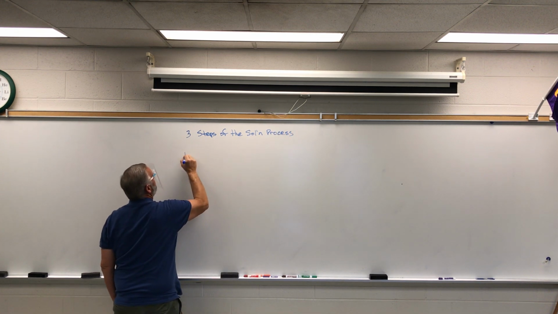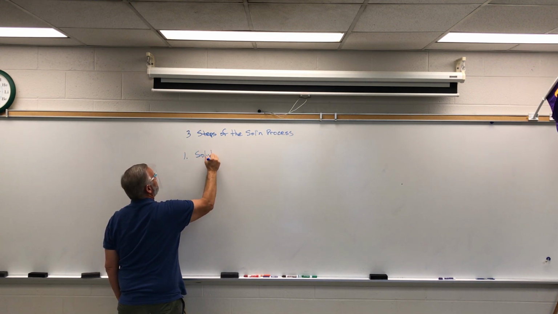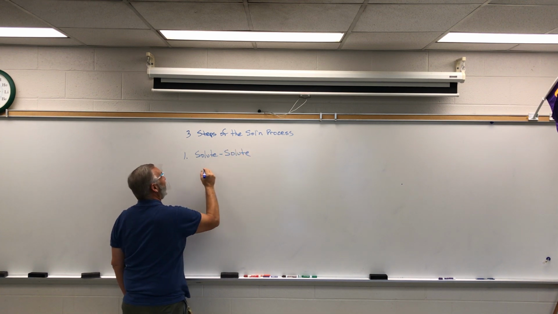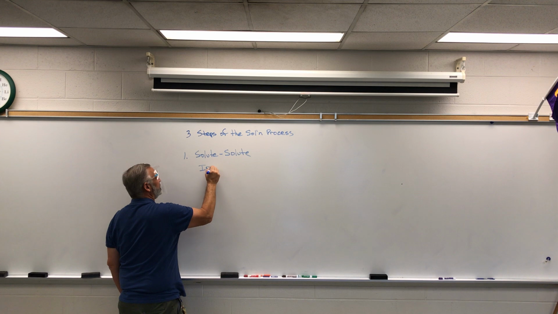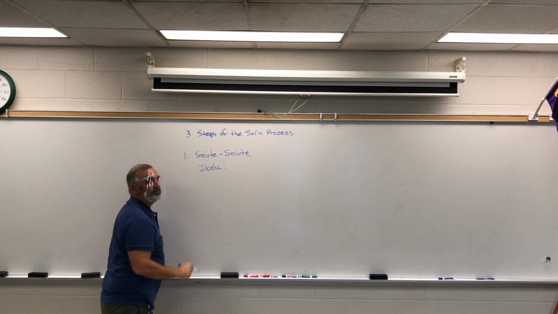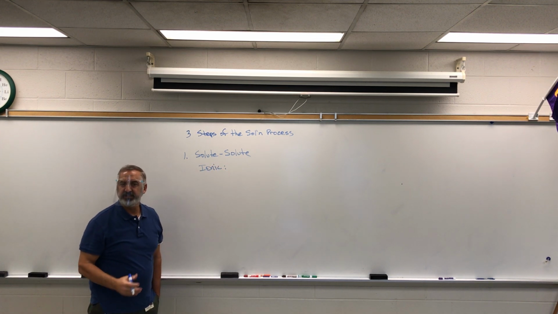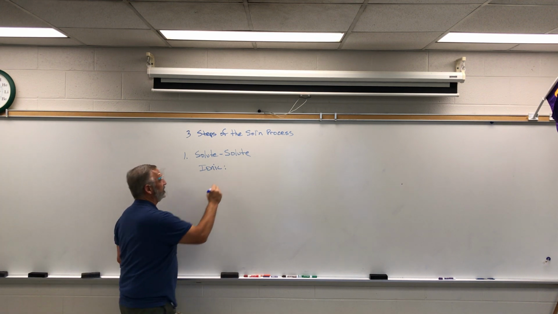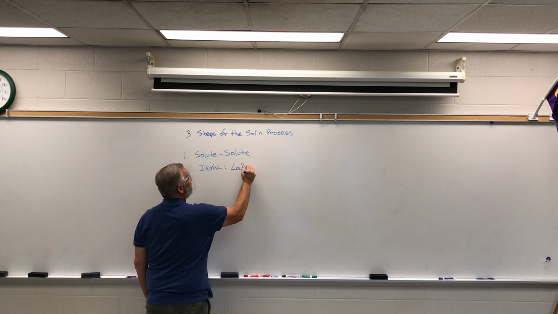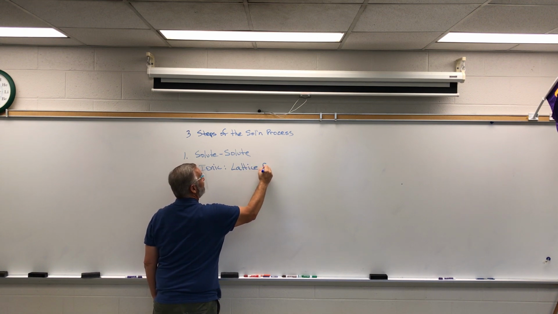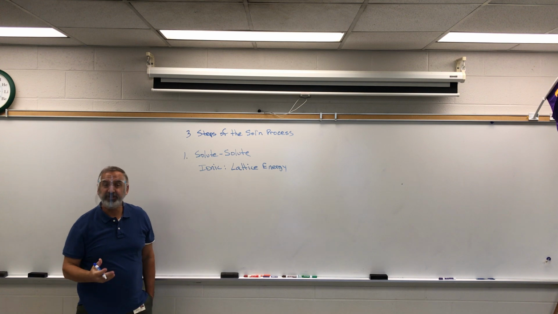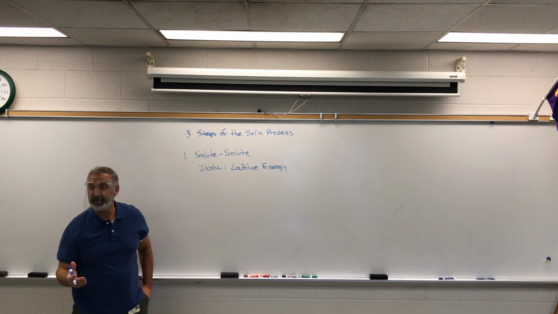Number 1, solute, solute. In an ionic compound, what do we call the energy that we have to put in to break those apart? The lattice energy. Now it's an ionic bond holding them together. So the type of bond is an ionic bond, but the energy that you have to put in to break that bond is called the lattice energy.